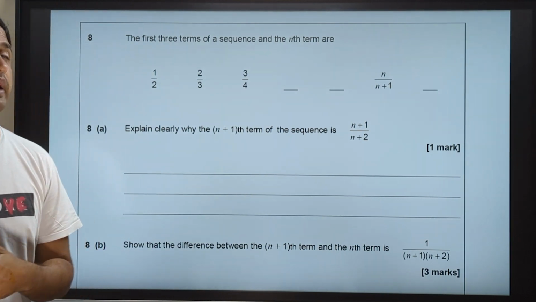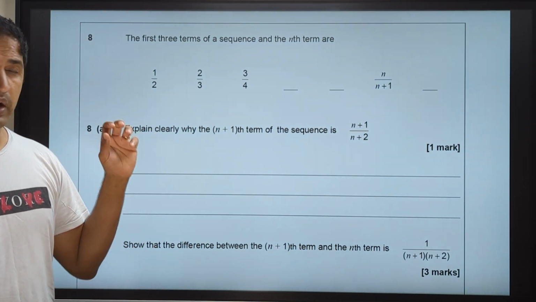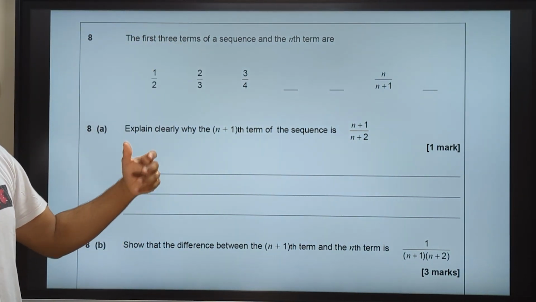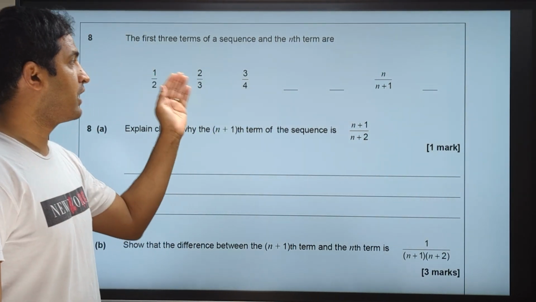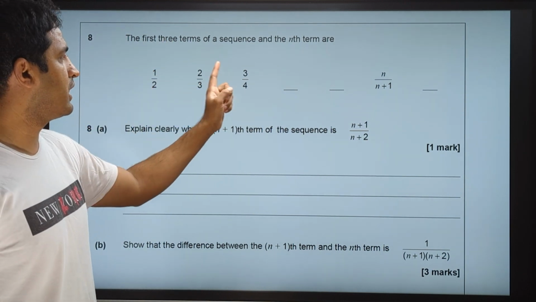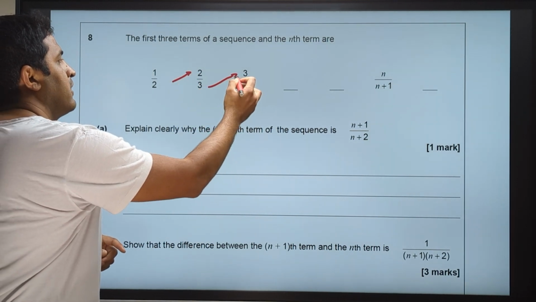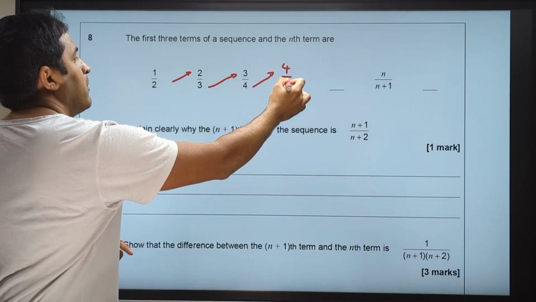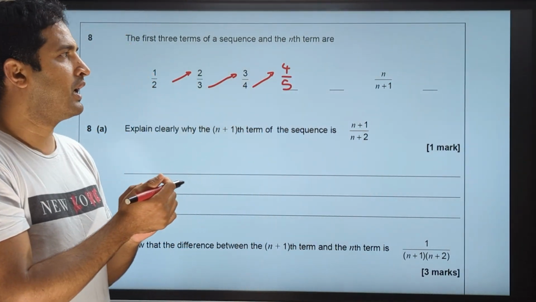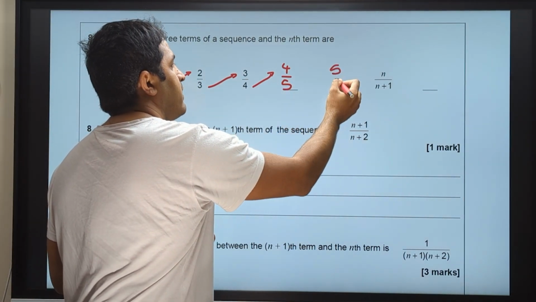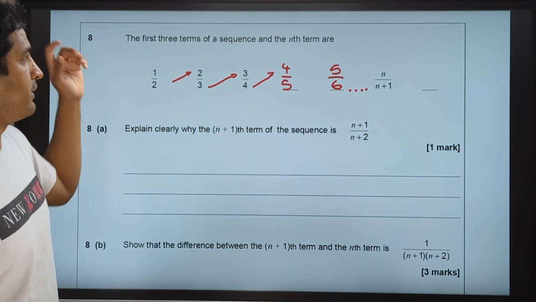First three terms of the sequence, find the nth term. This is, again, algebraic sequences, where we are working with sequences and trying to work out nth term formulas, generalizing sequences. The first three terms are 1/2, 2/3, and 3/4, and you can see the pattern here. That 2 will go there, that 3 will go there, and the 4 will go there. We know it's going to be 4/5. Then 5/6. So the top number is always one less than the bottom number, and we continue with it, and you get n over n plus 1.